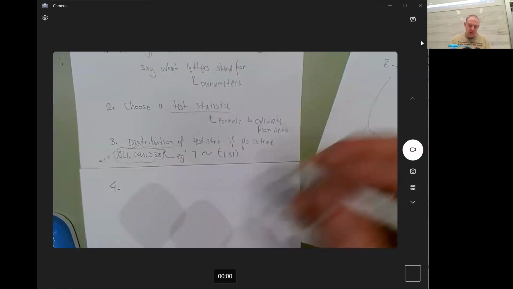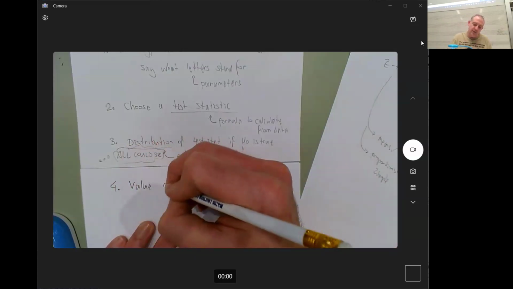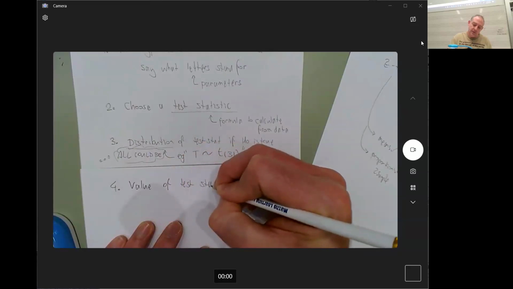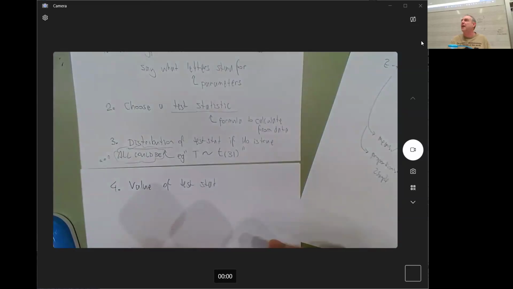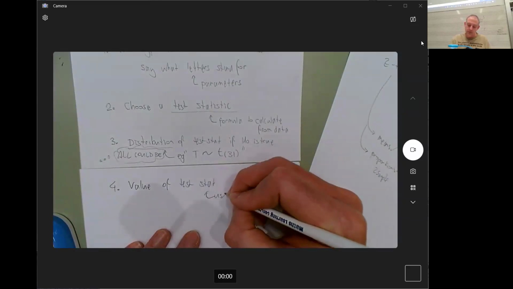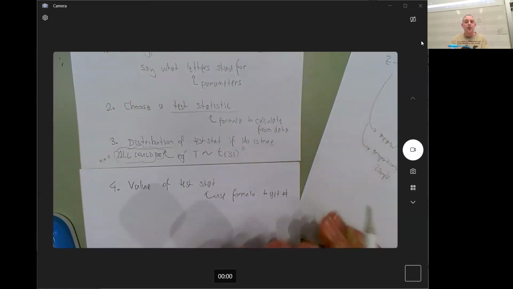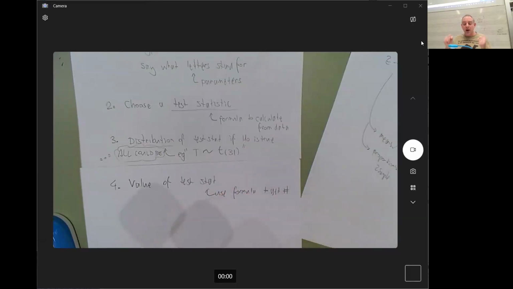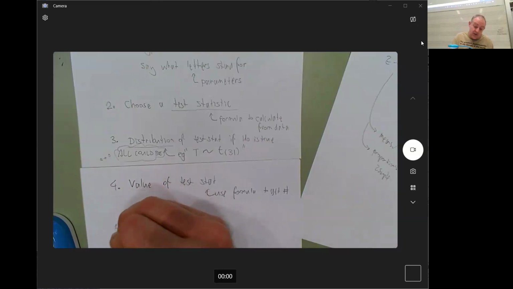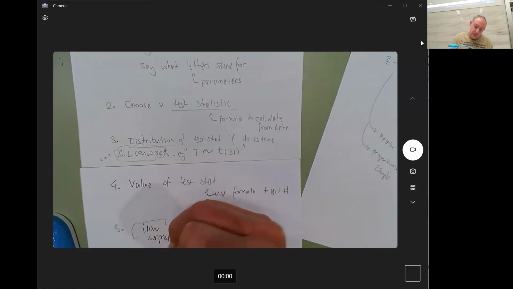Before that, we need the value of the test statistic. You use that formula to actually calculate a number. This is the number we got from our data. Now we have to ask, how surprising is that number? Usually we go, well, I would be even more surprised if that number was even bigger. So I'm going to ask, how surprising is it to get a number this high or higher? That's what we do. This is the bit where I'm saying, how surprised am I?